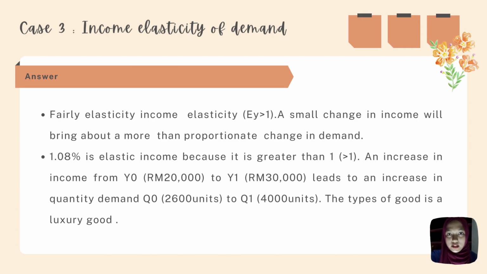For income elasticity more than 1, a small change in income will bring more than proportionate change in demand. 1.08 is elastic in income because it is greater than 1. An increase in income from 20,000 to 30,000 leads to an increase in quantity demanded from 2,600 to 4,000 units. The type of good is luxury goods.